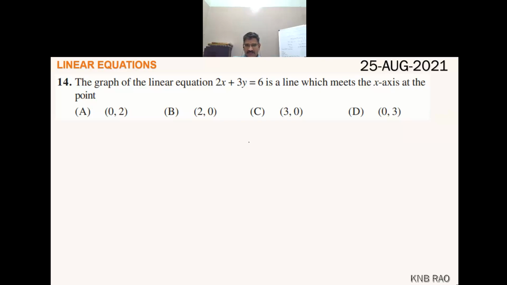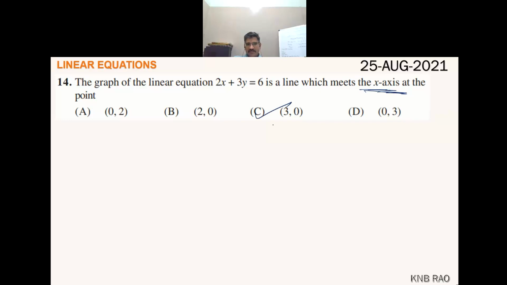Which means x-axis. Option C. Some say C, some say B. Sir, I didn't understand this question. Me too.